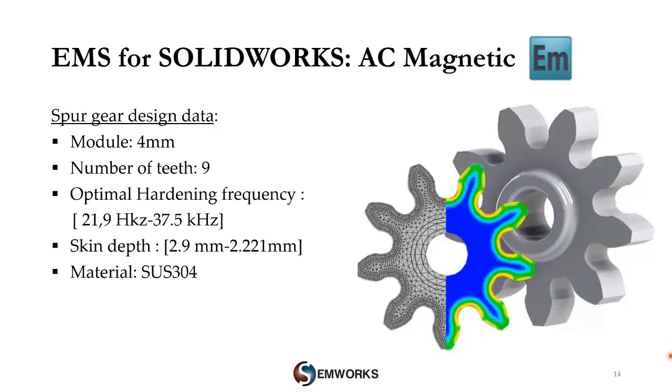Now let's move to the simulation part. The AC module from EMS is used for the frequency domain. As already mentioned, the heated component is a spur gear design with 9 teeth and a module equal to 4 mm. The required hardness and cost are very important factors to consider when selecting materials for hardening gears. The material used for our simulation is stainless steel SUS 304.